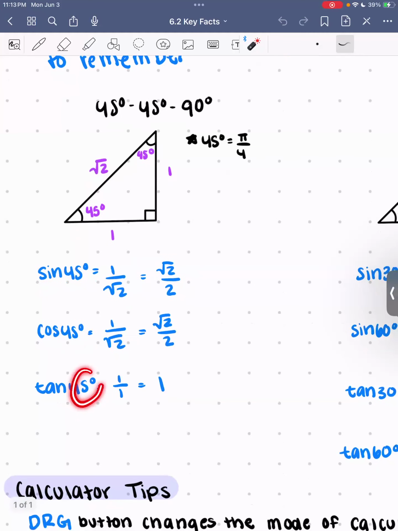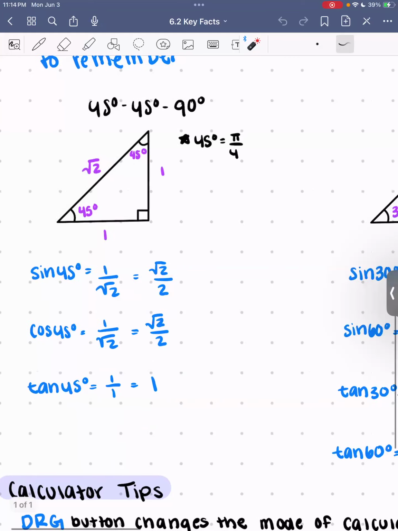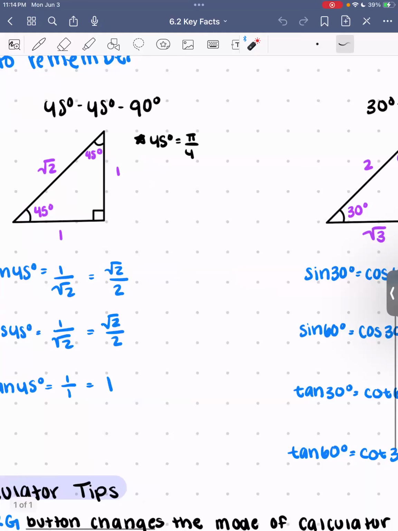And then our tangent of 45, if we remember, tangent is opposite over adjacent. So our opposite side is 1, and our adjacent side is also 1. So that's how we get this. Just a note, this also works in radian mode. So 45 degrees is equal to pi over 4, so this does work in radian mode as well.